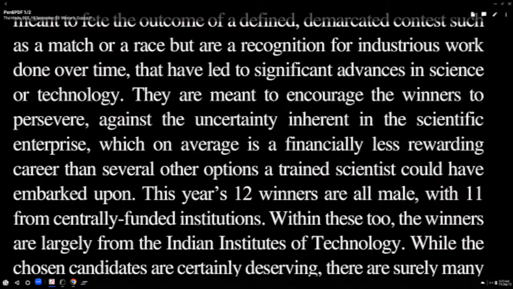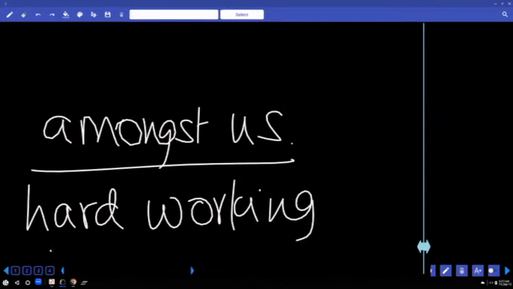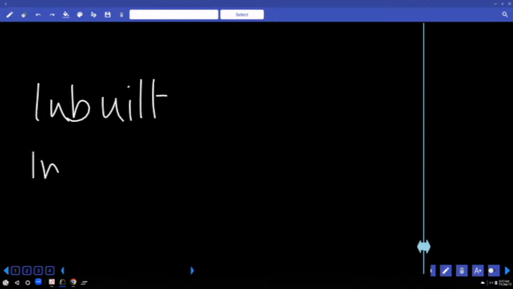Against the uncertainty inherent. Have you underlined the word inherent? Part of speech? Guess. Write adjective. Inherent means inbuilt. Write the word inbuilt. Also write the word intrinsic.